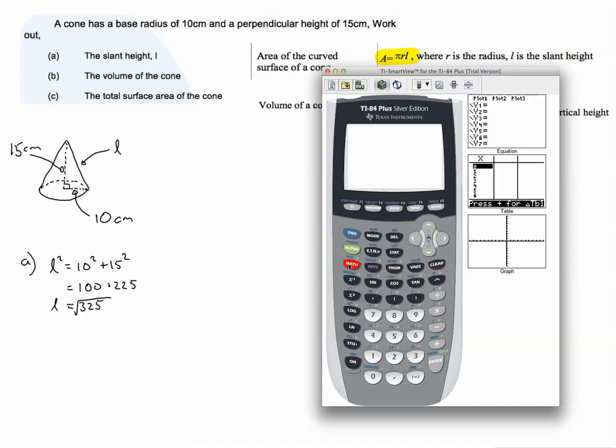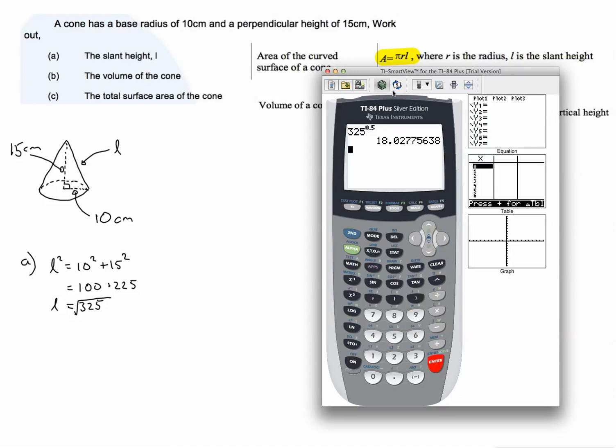Okay, so I'll grab my calculator and I'll go for square root of 325. Now, depending on your calculator, you can find these terms in different places. Some of you need the math menu. I find for square roots, one of the easiest ways to do it is just to go to the power of 0.5. So I'm going to do 325 to the power of 0.5, because that's the same as square rooting.